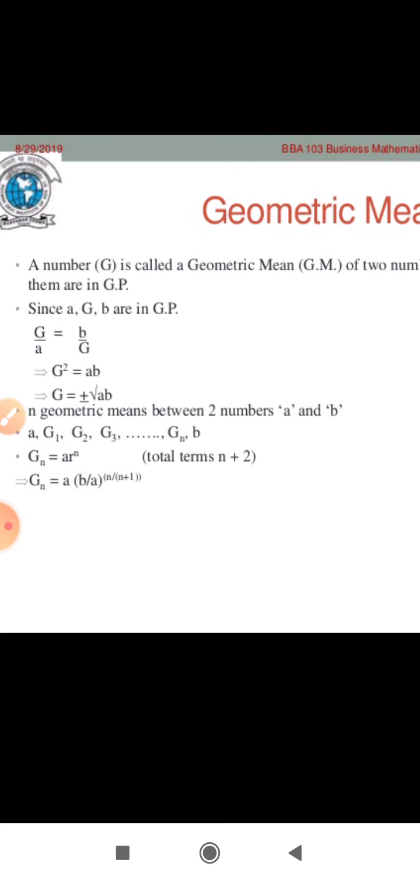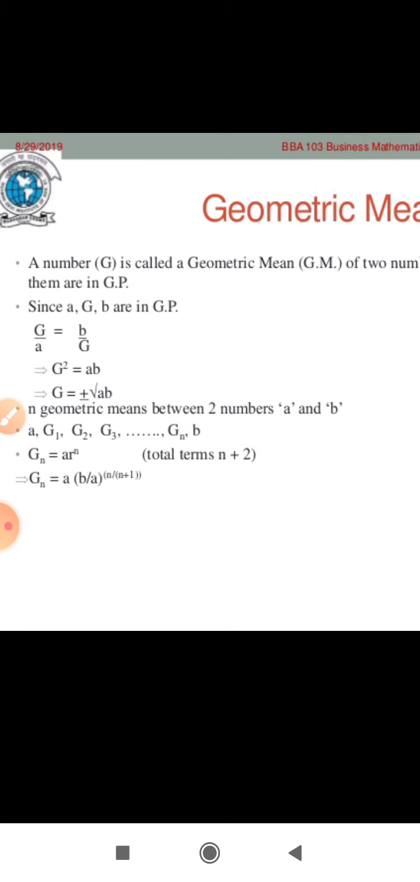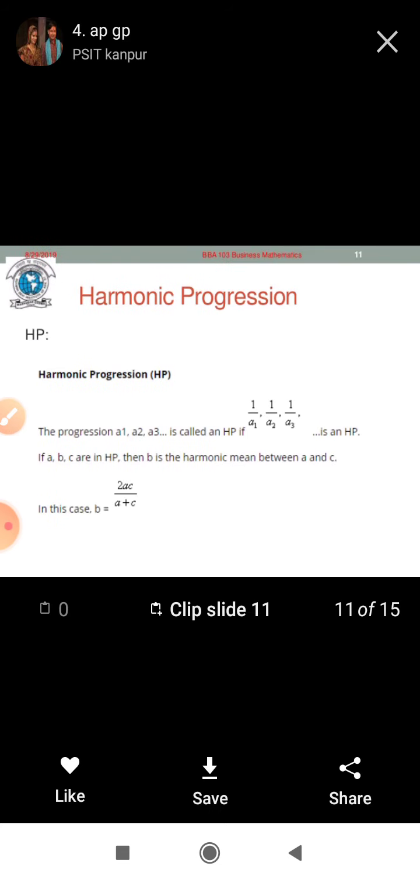In a similar way, if we have n geometric means between A and B, then Gn is equal to A R to the power n. So Gn is equal to A (B upon A) to the power n upon n plus 1.